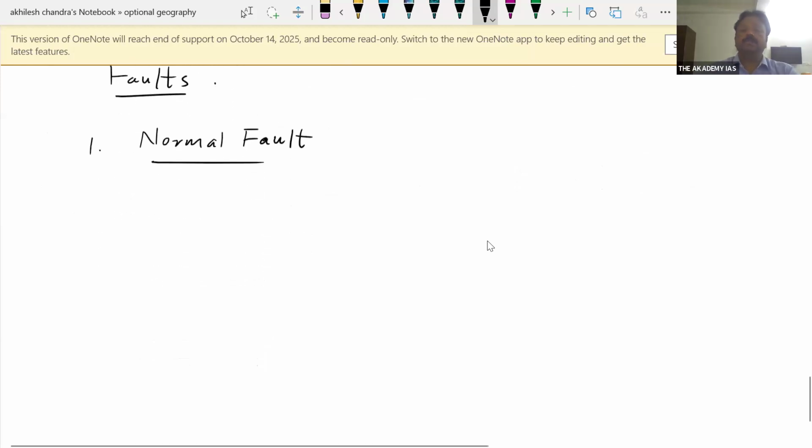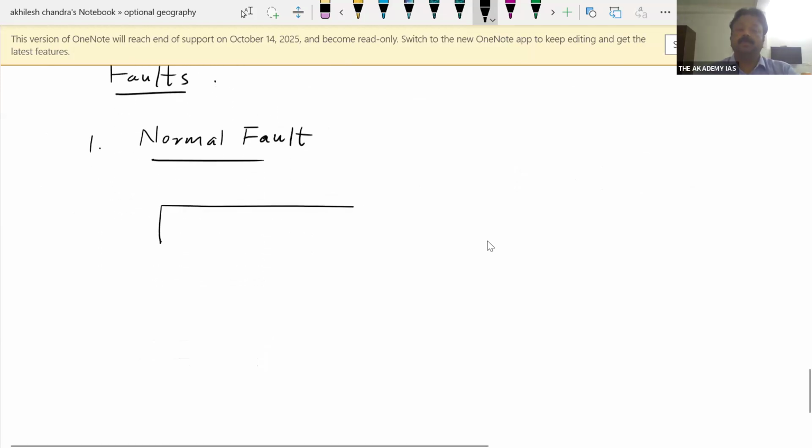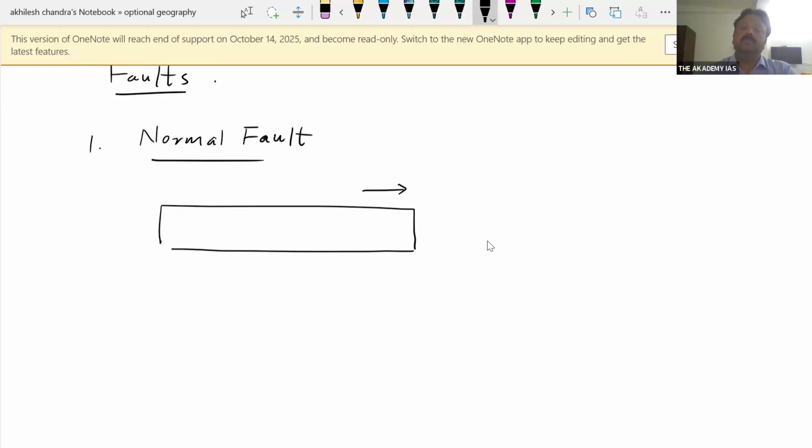So normal fault is due to tensional force. Suppose that this is the crust, and tensional force T1 and tensional force, let's say T2. Both are acting on this very crust in opposite directions. So when there is a tangential force acting in opposite directions, we call it tension. Tension, right? Again, another tangential force.